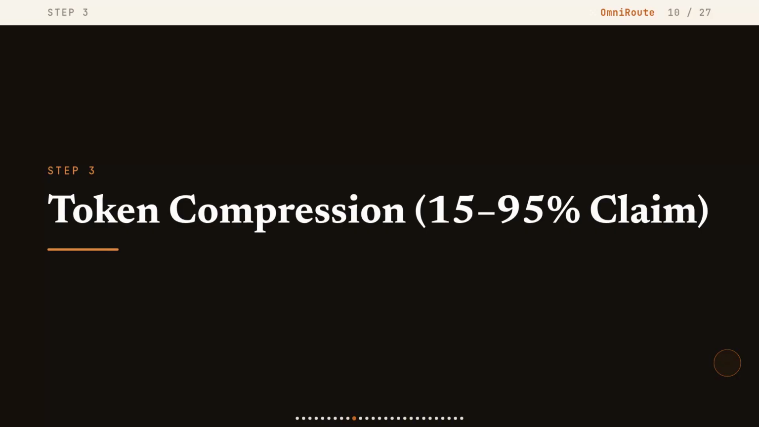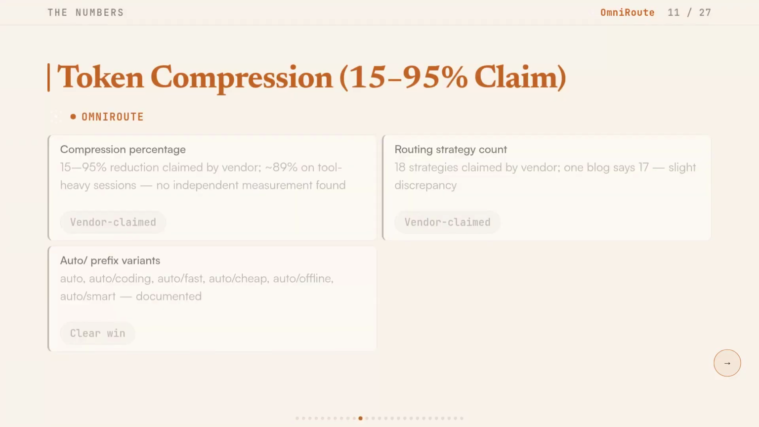Step 3, token compression, and the claim is 15 to 95% reduction. That range is so wide it should make you pause. 15% barely moves the bill, but 95% on a tool-heavy session would be genuinely life-changing. So the question is whether that number is a real benchmark or just the best-case ceiling on a slide.